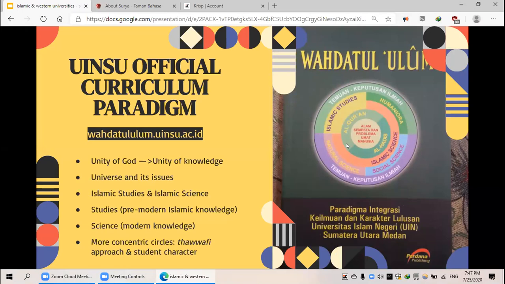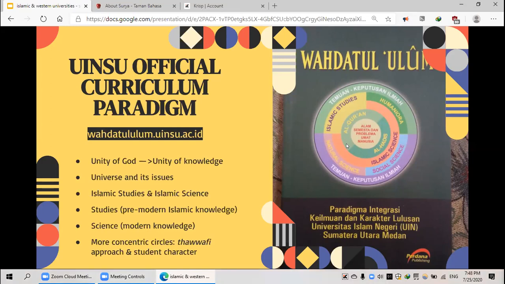two main subdivisions, which is Islamic studies. This is his classification, and Islamic science. And Islamic science is divided into three more subgroups, which is humanities, social science, and natural science. And at the outermost layer, you have scientific findings and decisions. The difference between studies and science, I think, is that studies describe pre-modern Islamic knowledge, and science is modern knowledge.